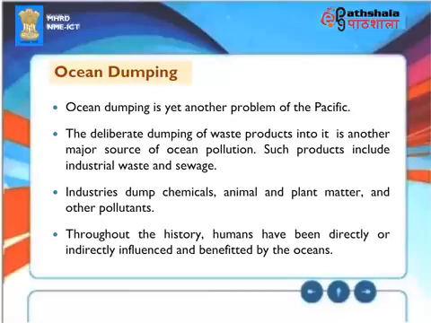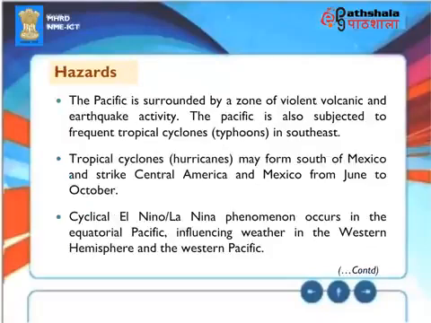Throughout history, humans have been directly or indirectly influenced and benefited by the oceans. Hazards. The Pacific is surrounded by a zone of violent volcanic and earthquake activity. The Pacific is also subjected to frequent tropical cyclones or typhoons in the southeast. Tropical cyclones or hurricanes may form south of Mexico and strike Central America and Mexico from June to October.